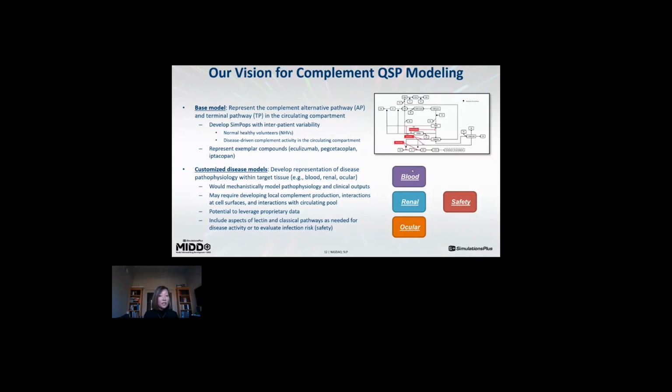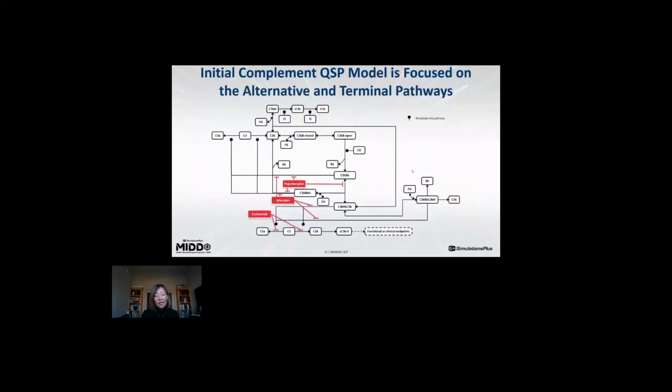So as promised, this is our current QSP model focused on the alternative and terminal pathways, but in a larger scale. I'm not going to go through all of the details here, but I will say that we have the representation of C3, C3 convertase, C5 convertase, the cleavage of C5, and the terminal pathway that can be linked to functional or clinical endpoints.